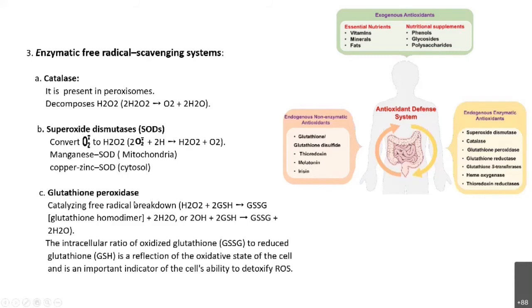Now, another important antioxidant system is the glutathione peroxidase. It converts the hydrogen peroxide into water. And the intracellular ratio of oxidized glutathione to reduced glutathione is a reflection of the oxidative stress.